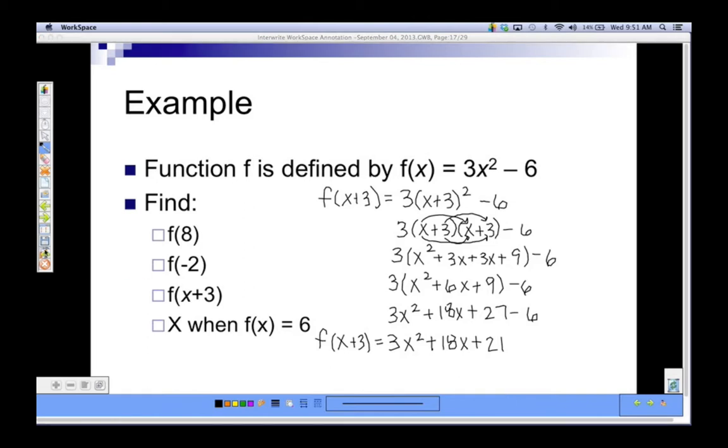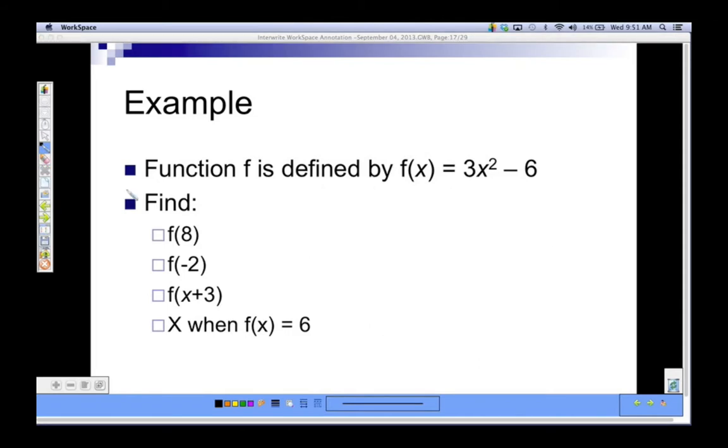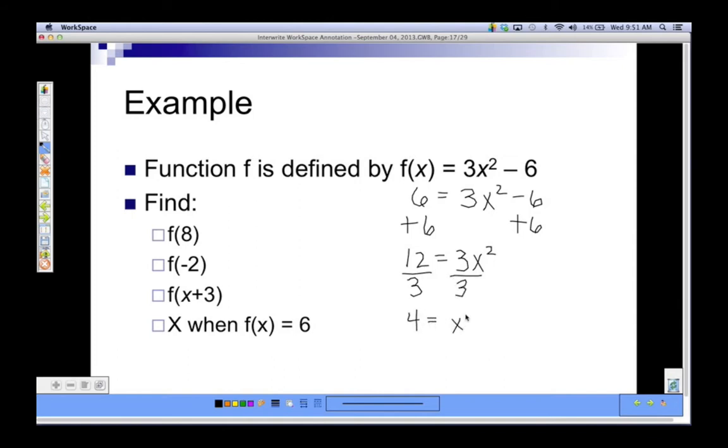Okay, and the last thing is we need to find x when f of x equals 6. So this is going to take a little bit of solving. If we know that f of x equals 3x squared minus 6, and we know f of x equals 6, so we're going to put that in for f of x. 6 equals 3 times x squared minus 6. Okay. We need to add 6 to both sides, just solving for x. So 12 equals 3x squared. Divide by 3. So 4 equals x squared. You remember how to get rid of a square? We square root. When we square root, we put plus or minus in front. So plus or minus 2.